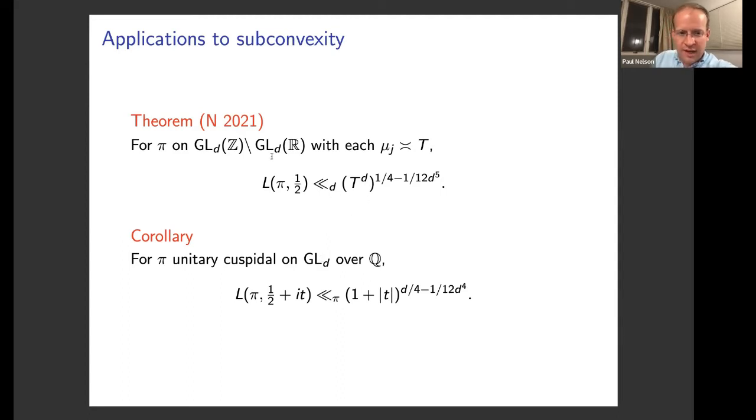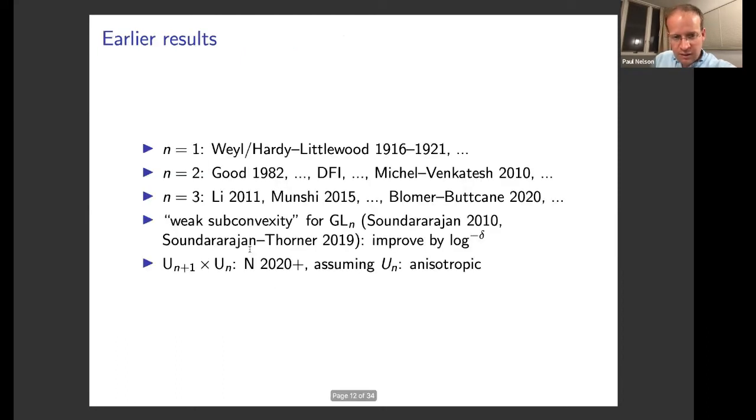And yeah, there's a version of this for level. You just put in the square root of the level, and then you get a bound that works for things of arbitrary level. So in particular, you get something like a t aspect bound for things on GLD. And of course, there's a lot of history on this problem that I haven't even scratched the surface of here. But many people have worked on subconvexity over the years.